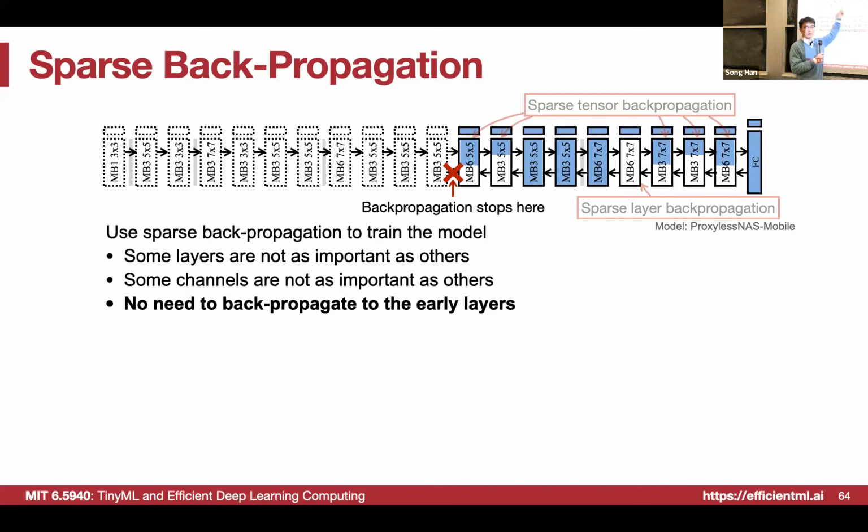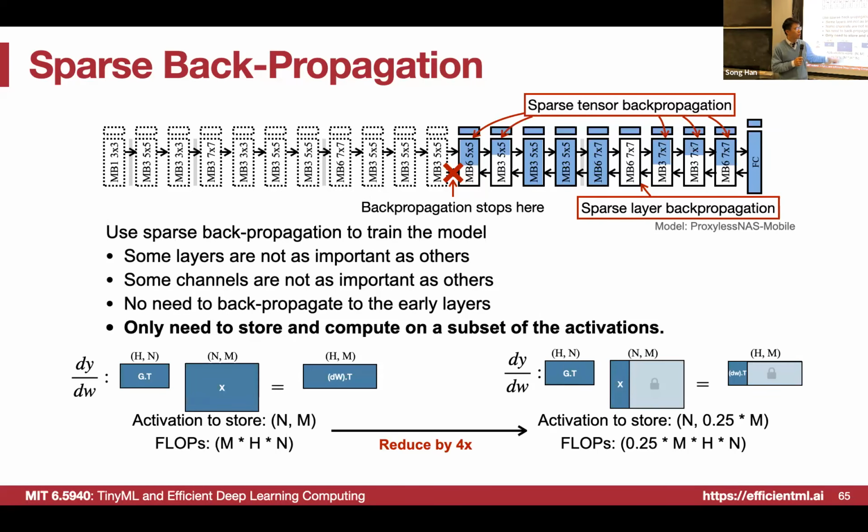And usually we don't need to backpropagate to the very beginning, to the very first layer, because those layers are usually learning some of the low-level features, which might be the same for different tasks, like different concepts in the lower level. So we may as well freeze those layers and only fine-tune certain late layers. This can also save memory, since once the backpropagation stops here, we don't need to store any of the activation before that. And we only need to store and compute a subset of the activations.